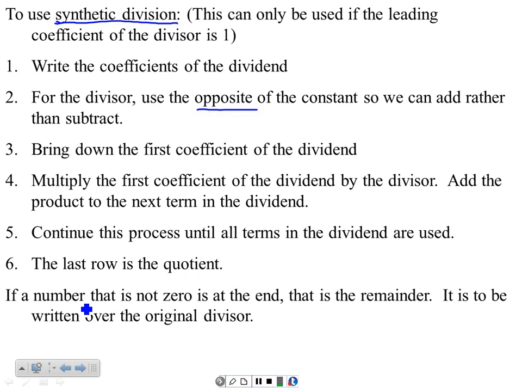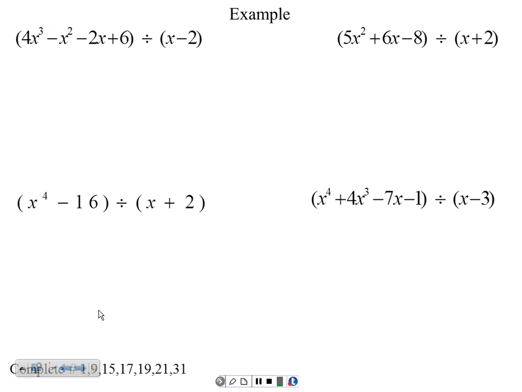If a number that is not 0 is at the end, this is your remainder. It is to be written over the original divisor, or the way that I asked you to write it earlier. So let's look at this.